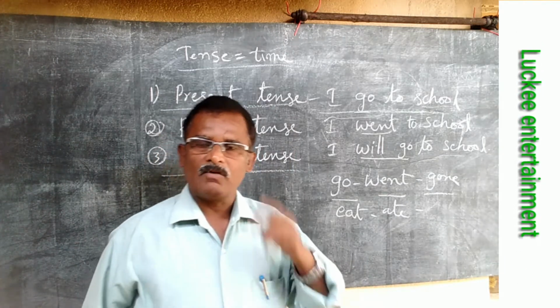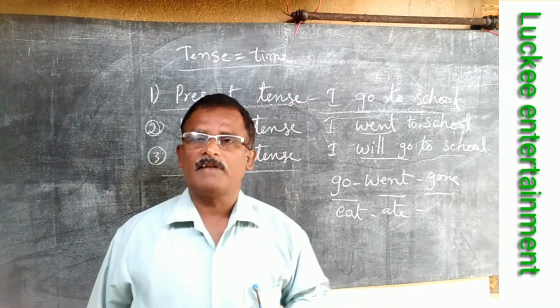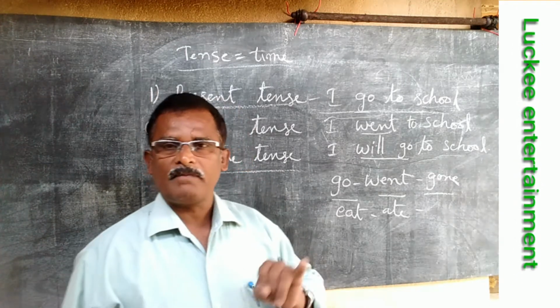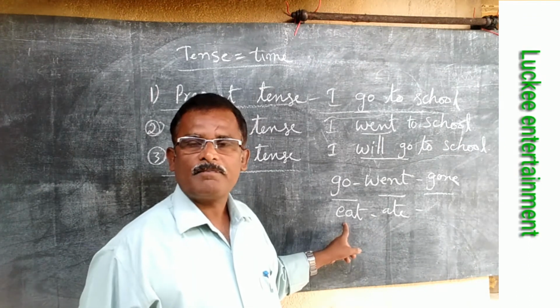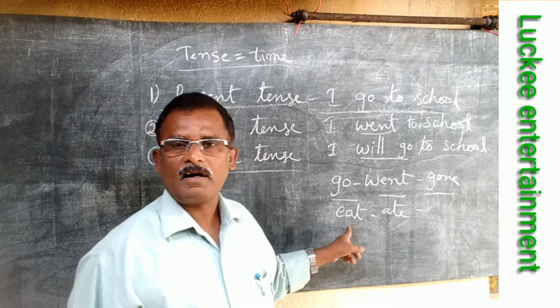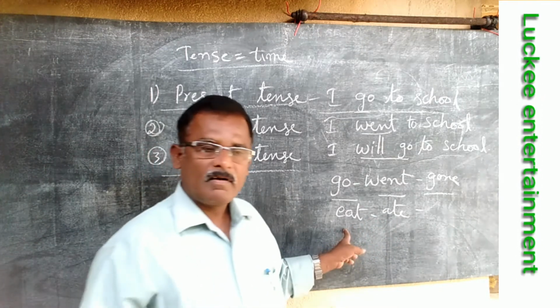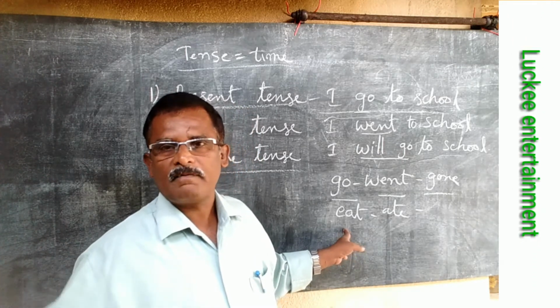Manamu edaina oka vakyam present tense lo unda, past tense lo unda, future tense lo unda ani telusukovalante, we have to see the verb form. If the verb form is in the first form of the verb, in the basic forms there are three forms of verbs. That is what we call conjugation. Conjugation of verb means the kind of verb is called conjugation of verb.